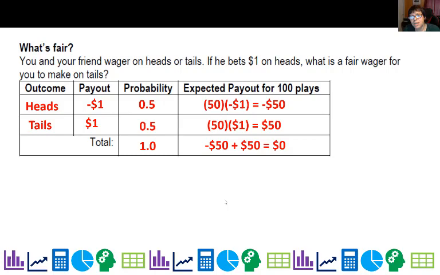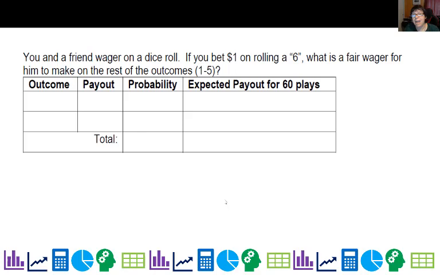What about if we roll a die and now you're betting a dollar on just winning if you get a six? What is a fair wager for him to make on the rest of the outcomes? So the outcomes are 1 through 5 and 6. If 1 through 5 come up, you lose a dollar, right? What should the pay be? Well, let's look at the probability for you losing a dollar. 5 out of 6 times, you're going to lose a dollar, which means 1 out of 6 times, you're going to win. And so those probabilities add up to 1, that's important.